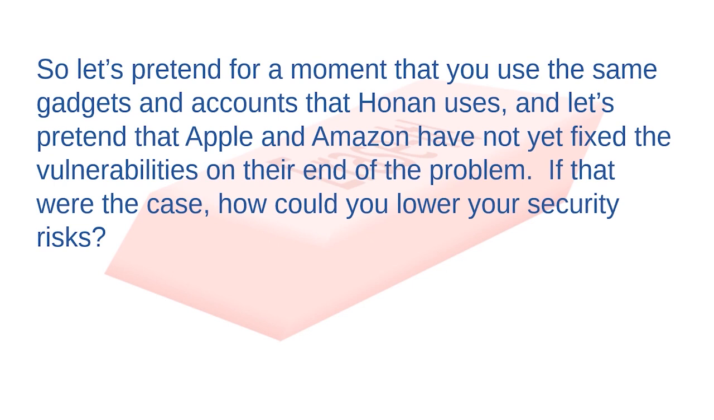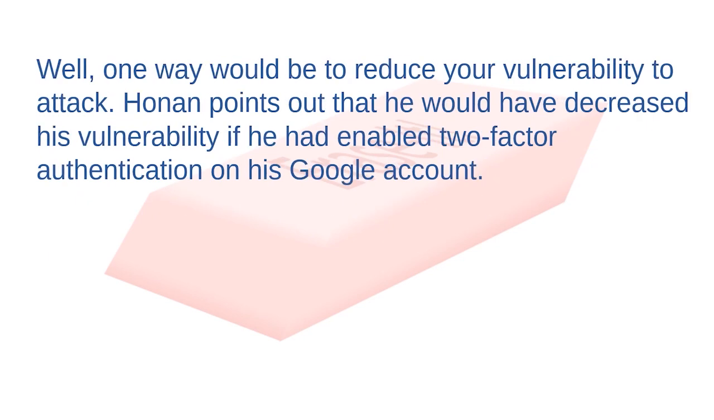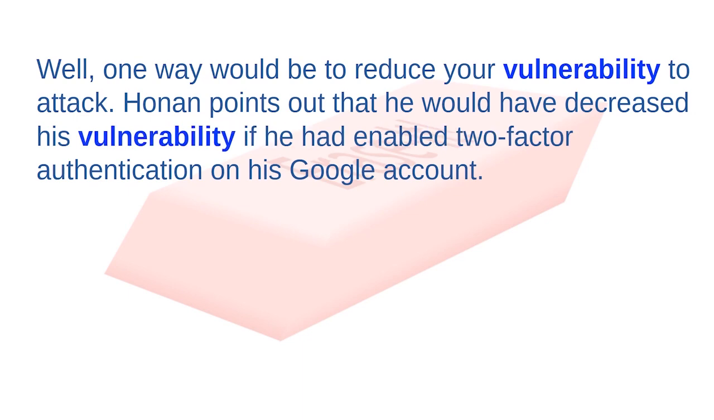So let's pretend for a moment that you use the same gadgets and accounts that Honen uses, and let's pretend that Apple and Amazon have not yet fixed the vulnerabilities on their end of the problem. If that were the case, how could you lower your security risks? Well, one way would be to reduce your vulnerability to attack. Honen points out that he would have decreased his vulnerability if he had enabled two-factor authentication on his Google account.